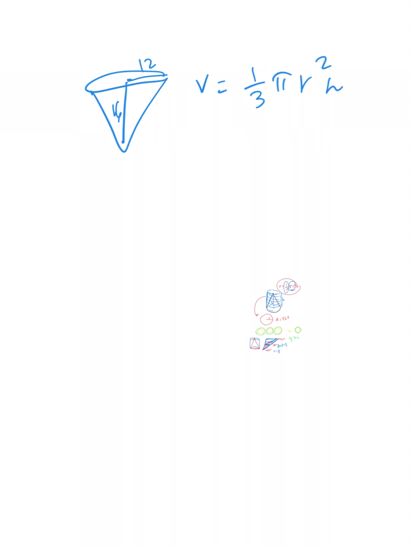I will move on with an example. Let's say that we have a cone that has a radius of 12 and a height of 16. We know that the formula says it's a third pi radius squared height. So the volume would be a third pi 12 squared, and the height is 16.